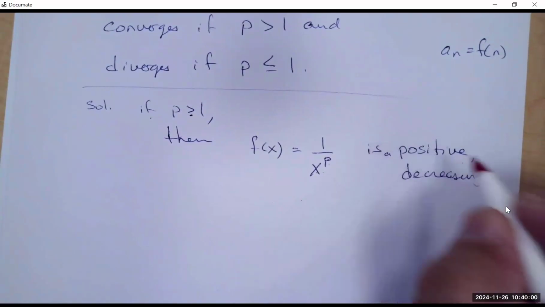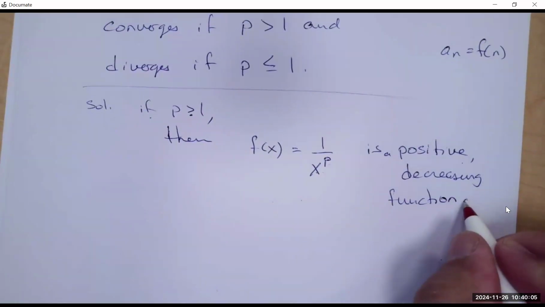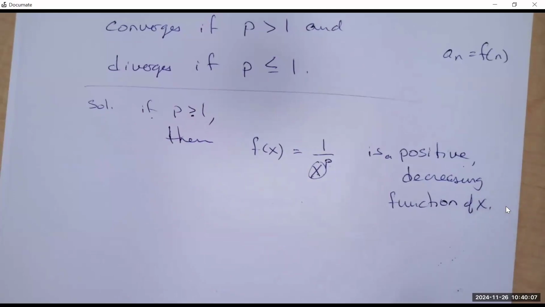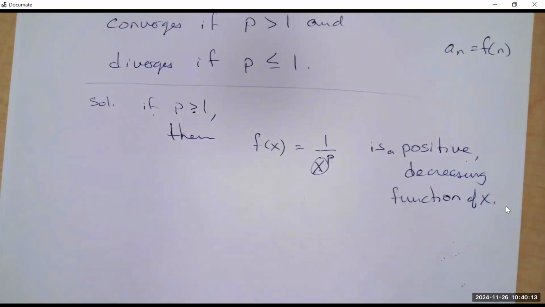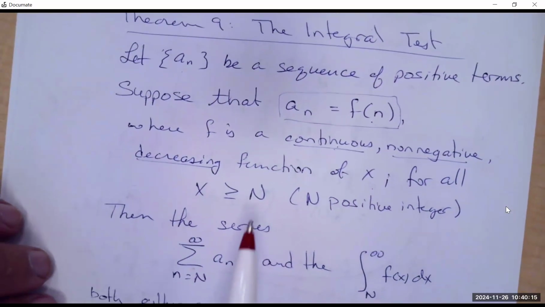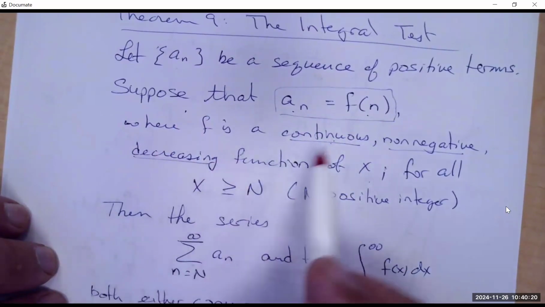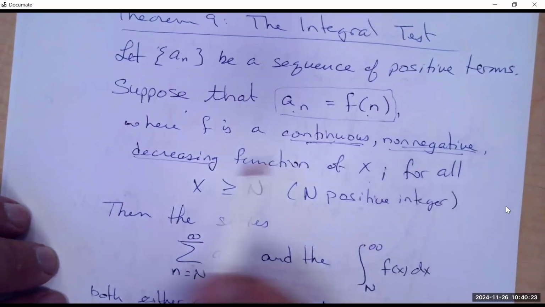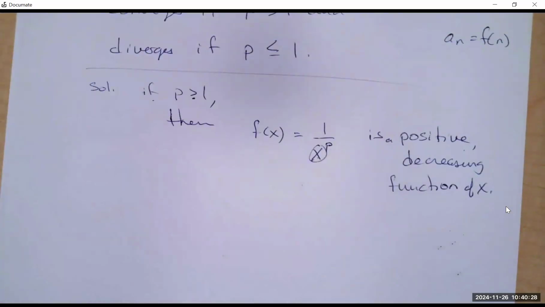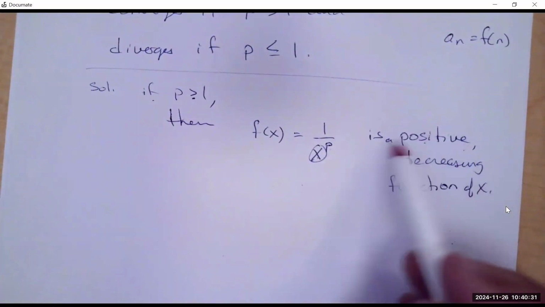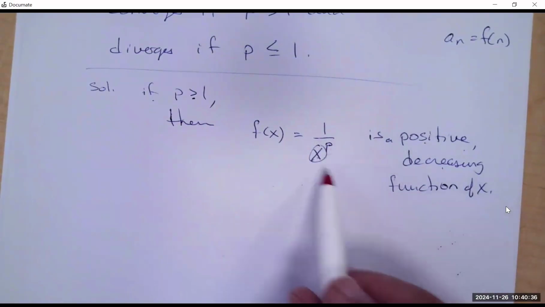Okay, so f of x is a positive decreasing function of my variable x. Why is that important? Let's look at the theorem. Suppose that a sub n equals f of n, where f is a continuous, non-negative, decreasing function of x. So we have to match those conditions. It's positive, it's non-negative, it's decreasing because this value gets bigger and bigger, and it's a function of x. So check.